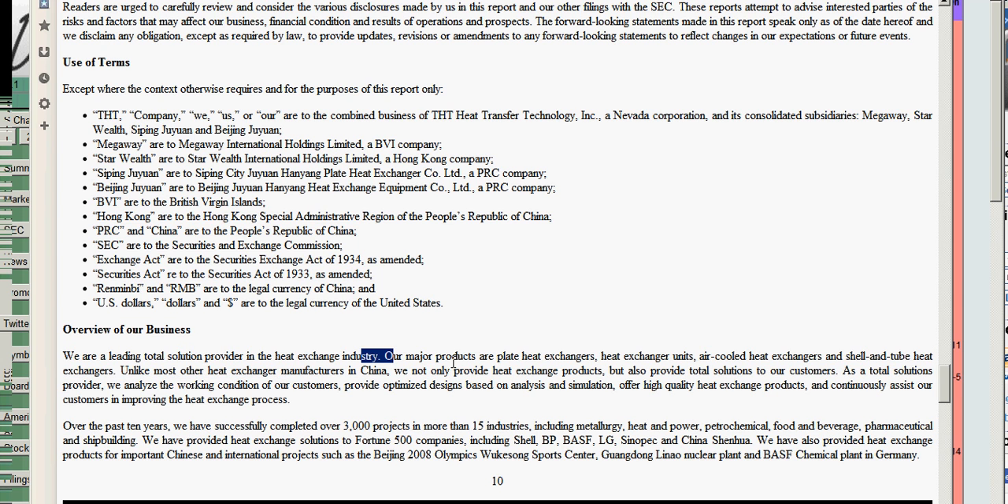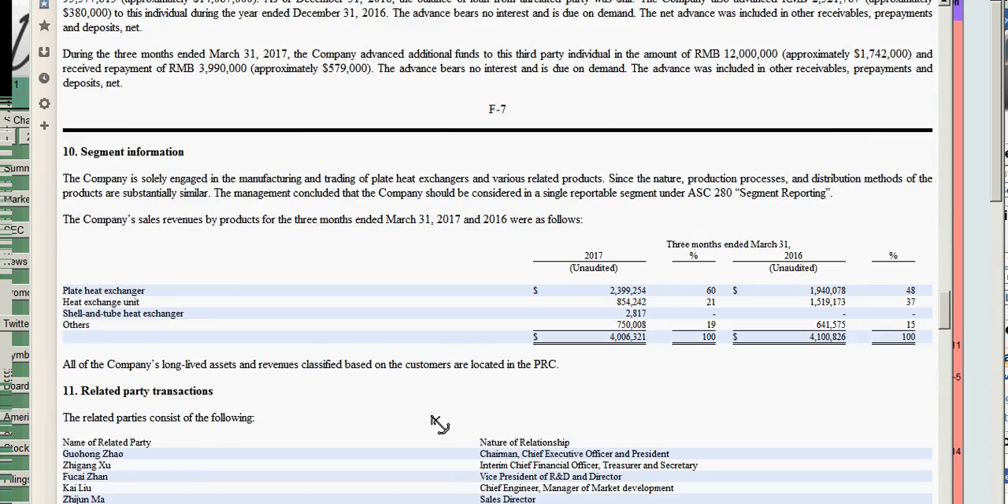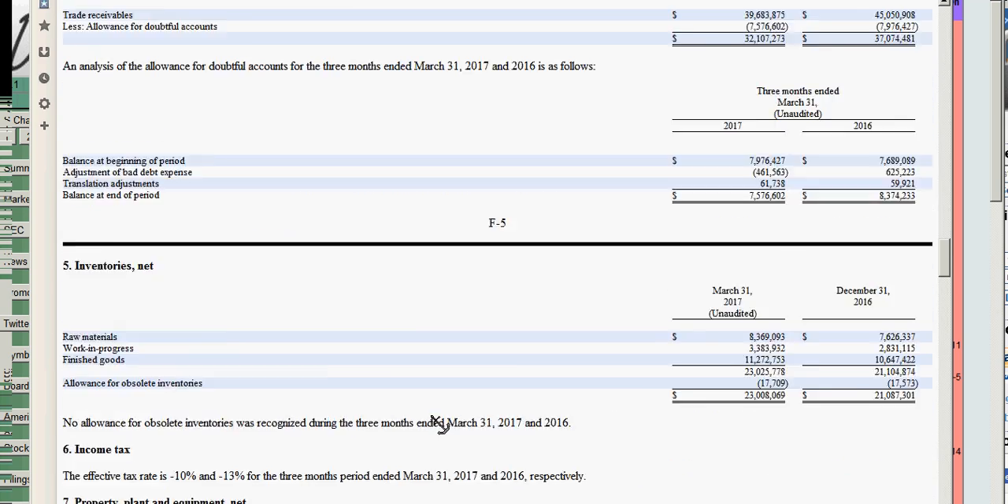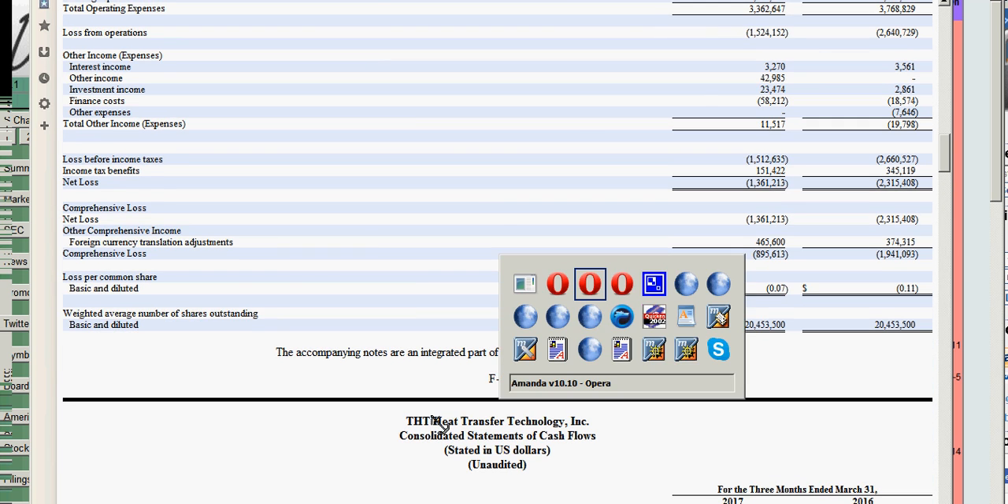So that's it. That's all you really need to pay attention to on a 10Q, and if you look at a few of them, you'll find that you can do it in less than a minute. Let's look at one other 10Q from another company.